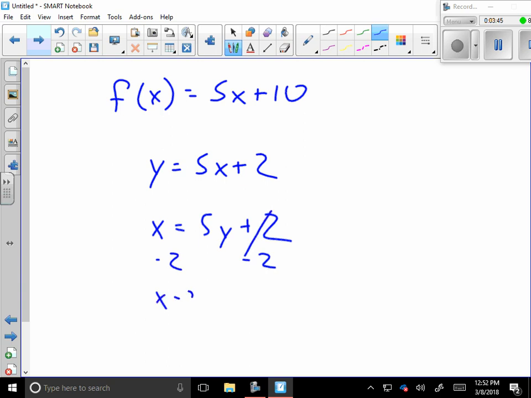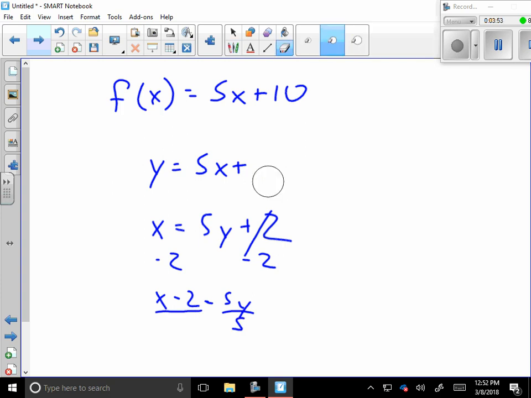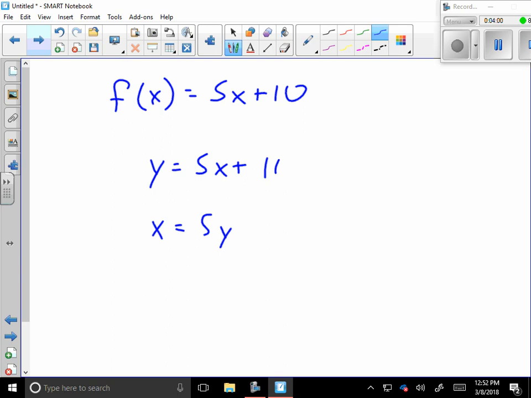We get x minus 2 equals 5y. Then divide both sides by 5. You have to divide the entire thing. Wait, that's not a 2, that's supposed to be a 10. Where'd that 2 come from? Minus 10, x minus 10 equals 5y.